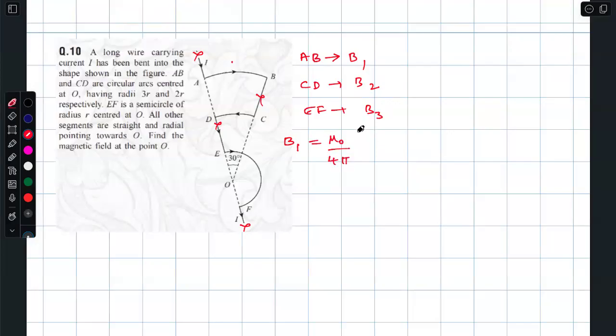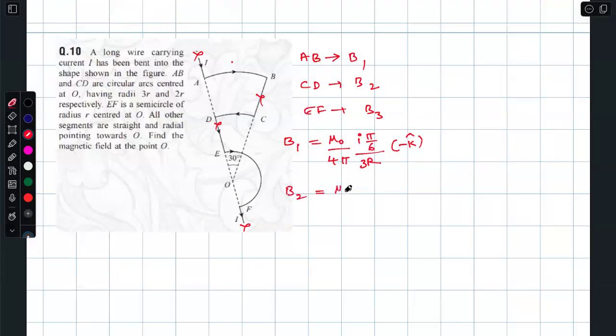mu naught by 4 pi, for the arc. It makes an angle 30 degrees. I into pi by 6 by R. Inwards. Into the page, so minus k cap. Agreed? Boys? Agreed or not? Next, B2.